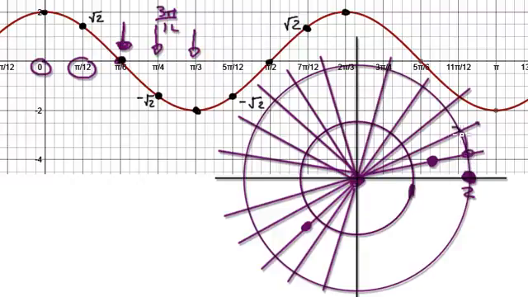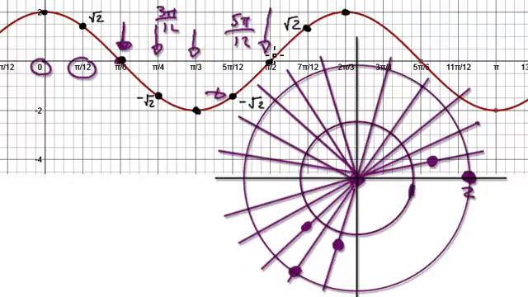And then looking at 4 pi over 12. So 1, 2, 3, 4. Looking at 4 pi over 12, the radius would be negative 2. So negative 2 would be down here, because up here is 2. So negative 2 would be the radius going in the negative direction. And then looking at 1, 2, 3, 4, 5. Looking at 5 pi over 12, the radius should be negative root 2. So 5 pi over 12 would be this angle here. So it would be somewhere around here.